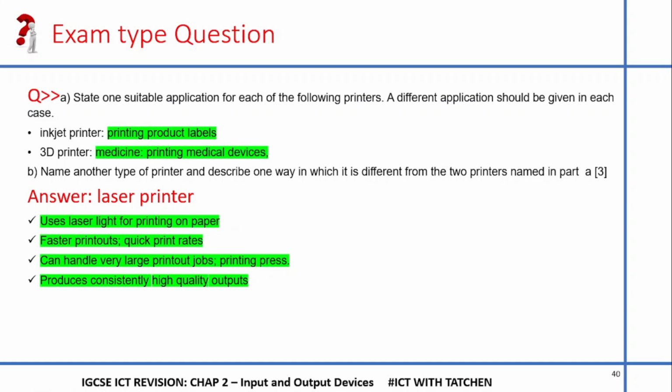That's why they use them in offices, and it can handle very large printout jobs. That's why they use it in places like printing presses. And the printouts are consistently of high quality. So these are some very important features of a laser printer. You just need to give 3 points and you should get all your marks.